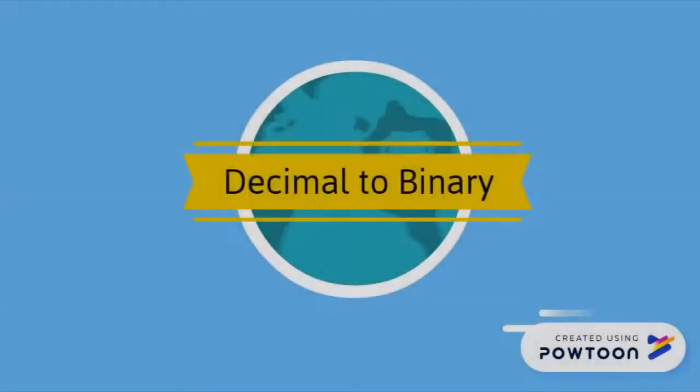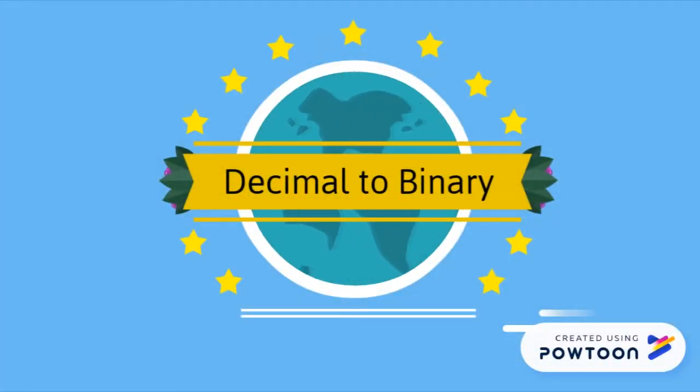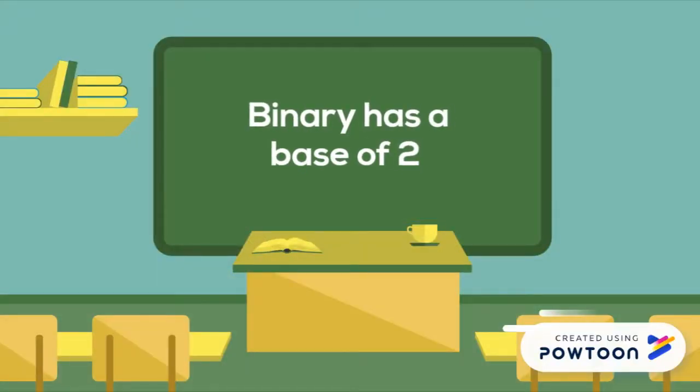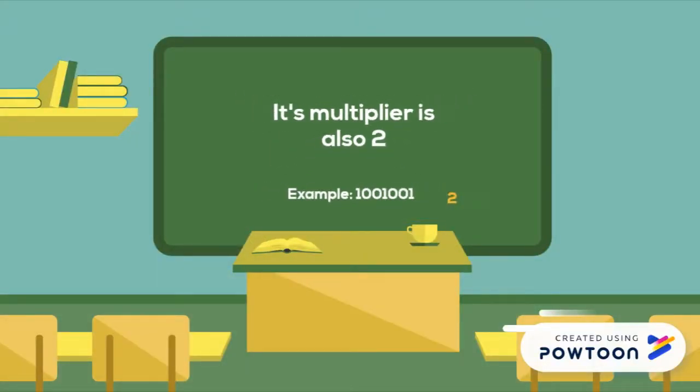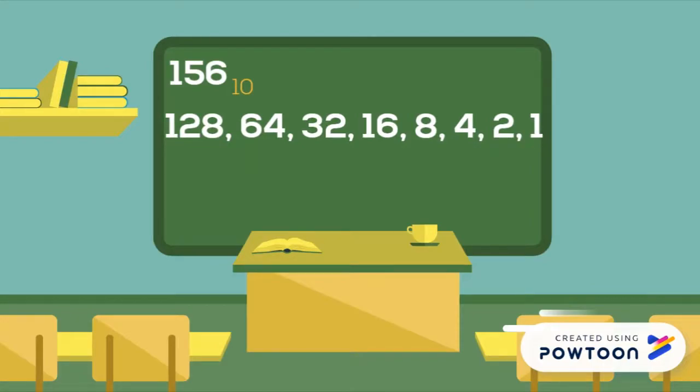How can we convert decimal to binary? Since binary has a base of 2, its multiplier is 2. So 1, 2, 4, 8, 16, 32, 64, and 128. Since 128 times 2 is equal to 256, that's over 156. So we are going to start with 128. So we're going to subtract 128 from 156, so the result will be 28.